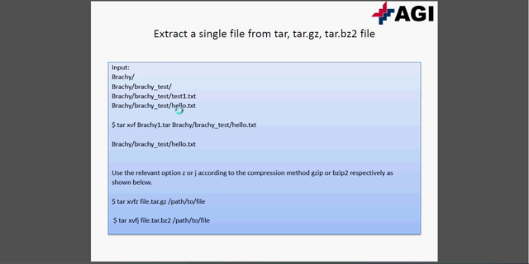And what if you want to specifically extract a single file from a tar or a tar.gz or a tar.bz2 file? For that, use the option xpf followed by the name of the tar file and followed by the path to the file within the tar file, containing the file or the subdirectory. So here I'm just extracting the hello.txt file from the input brachy1.tar. As you can see, you can work with even the tar.gz and tar.bz2 files too, with the same options.